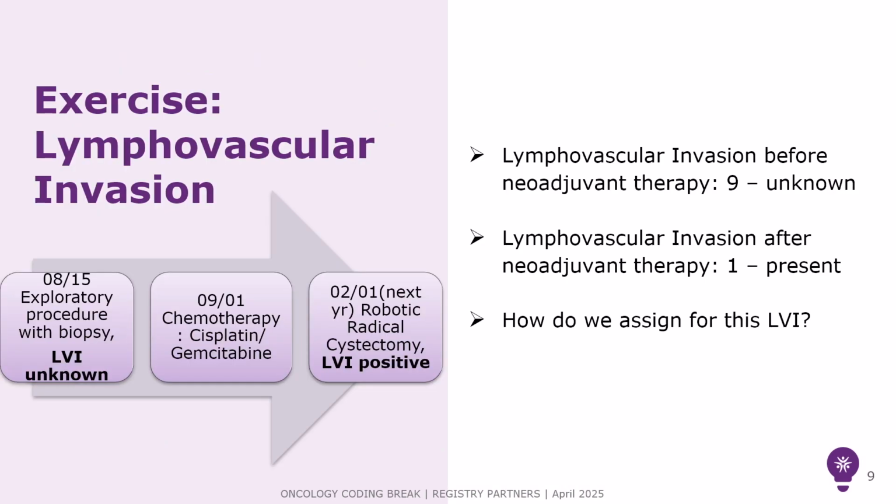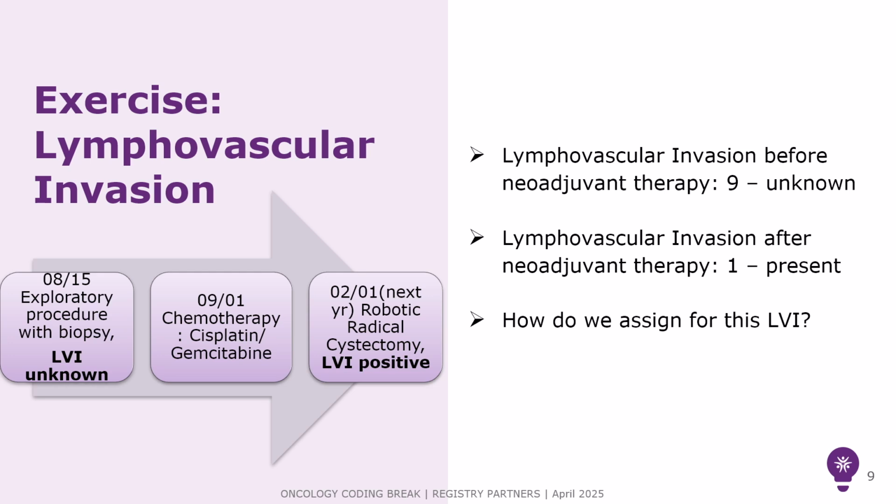Next, we'll talk about lymphovascular invasion. We'll go through an exercise and then have more information on the next slide. For our case, we have an 815 exploratory procedure with biopsy. LVI is unknown. The patient had chemotherapy on 9/1 and on February 1st in the next year, a robotic radical cystectomy with LVI positive.